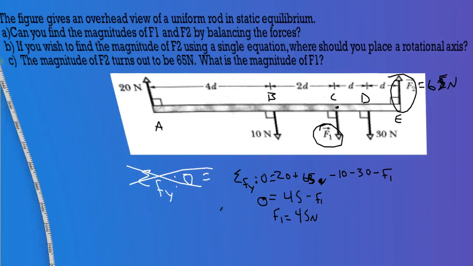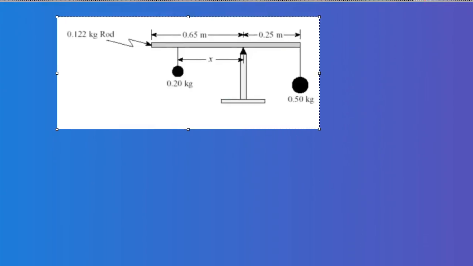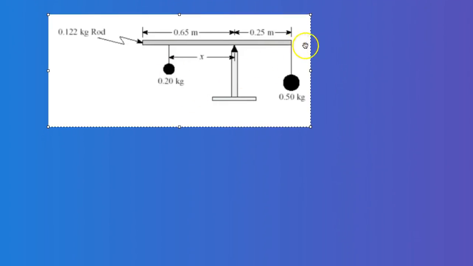Alright, so we're going to do one last example. In this case we have a uniform rod with 2 masses hanging, and it's balanced slightly off center. We want to find the distance that this 0.2 kilogram mass is hanging away from this axis of rotation so that this whole system can be balanced. Basically we have 3 forces providing a torque here. This force right here, this force right here, and this force right here.